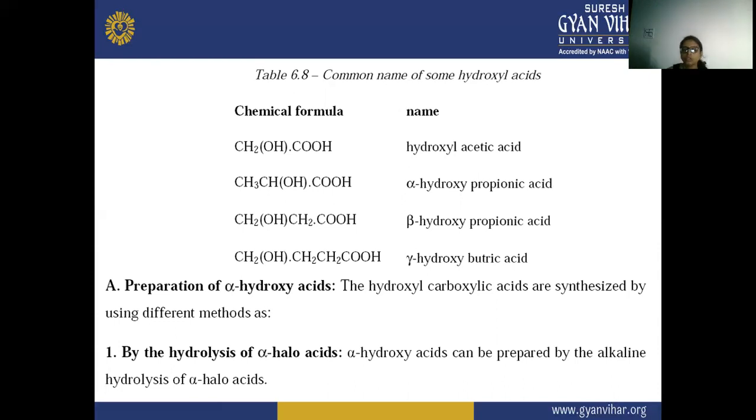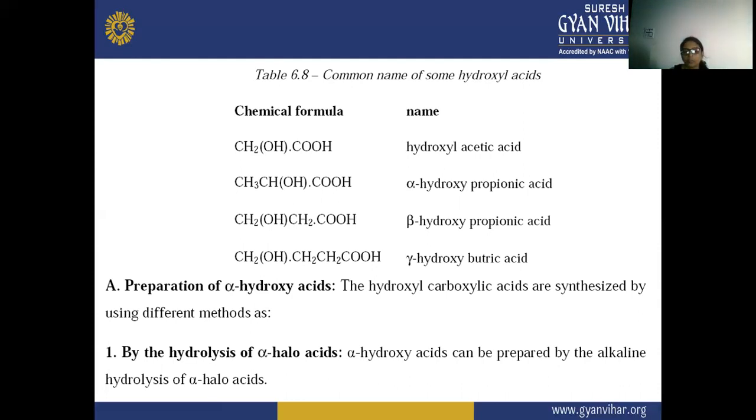Now the fourth is CH2OH, CH2, CH2, COOH. In this, the hydroxy group is present on the gamma position, with respect to the COOH: alpha, beta, gamma. So its name is gamma hydroxybutanoic acid. So this is how we name these hydroxy acids.